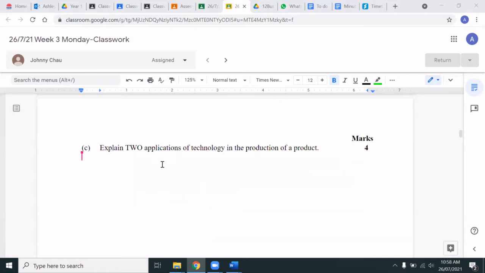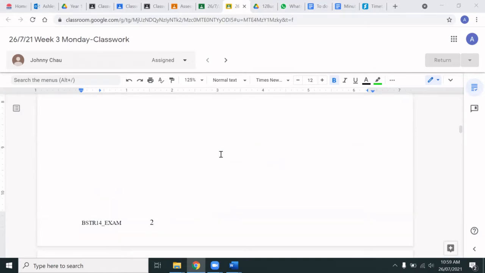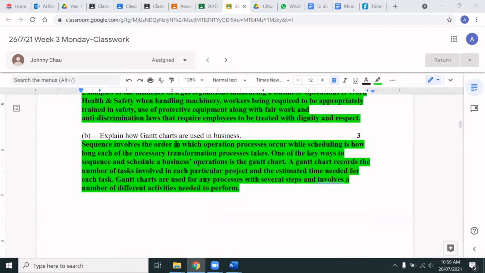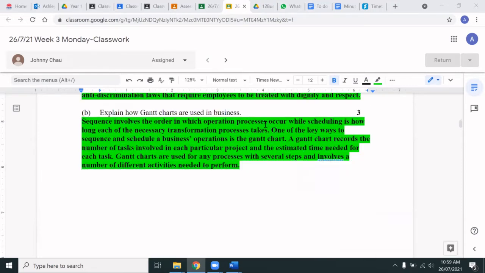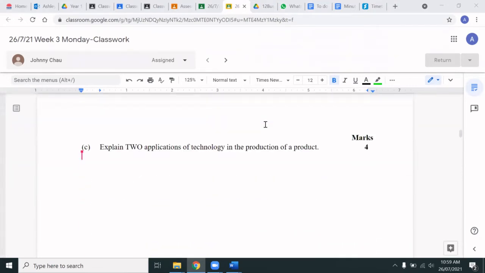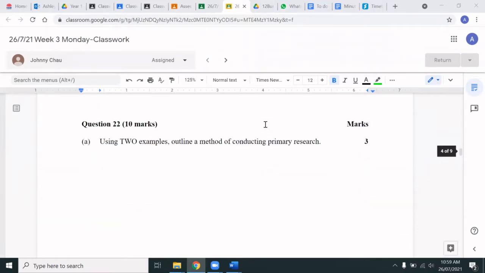Yeah. So explain the applications of technology in the production of a product. If you didn't know that was operations, just scan through and go, no, I don't know which business function it is. Yeah, it's operations. Cool. So the only time it can be something else is interdependence. Now, it's not always operations first.